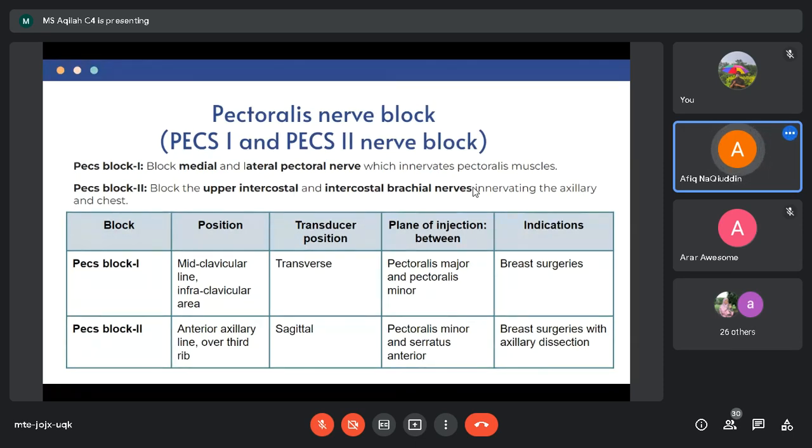For the PECS 2 block, the position is the anterior axillary line and the overlying rib. Unlike the PECS 1 block, the transducer position is sagittal. The plane of injection is that we aim the needle between the pectoralis minor muscle and the serratus anterior muscle. It is also indicated in breast surgery, but since it involves the axilla, it is indicated in breast surgery with axillary clearance.